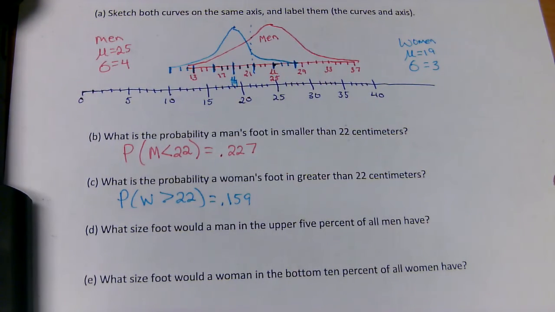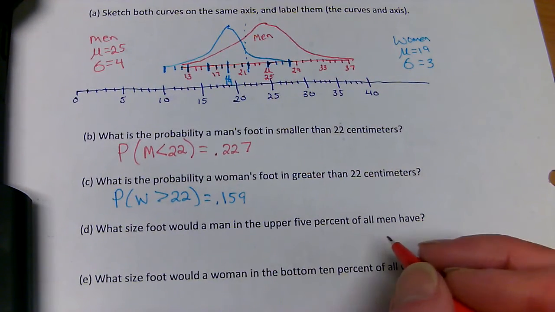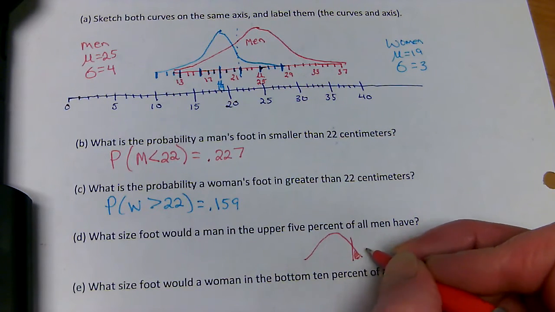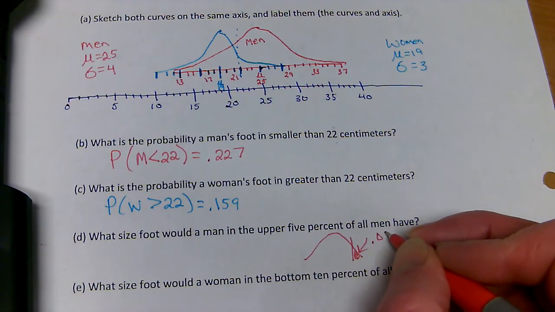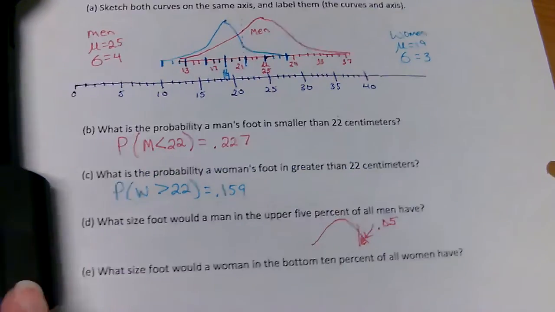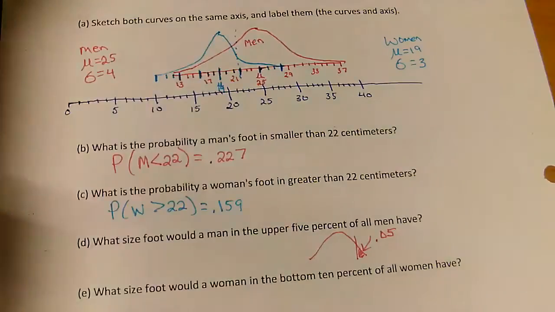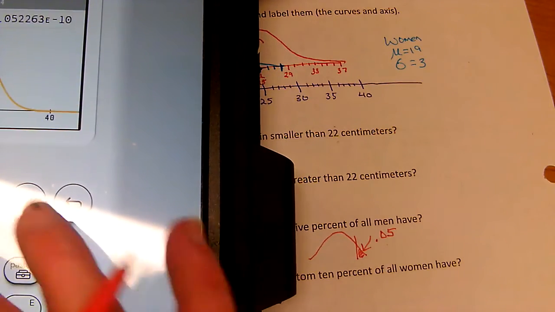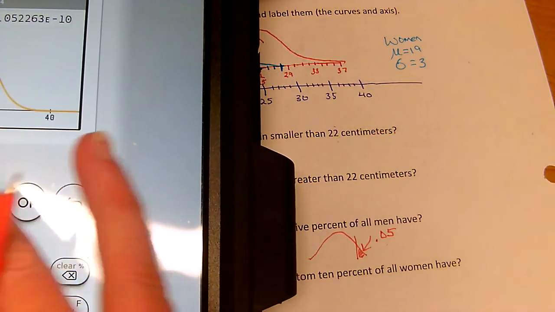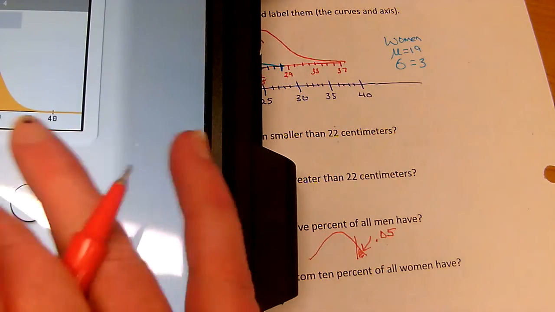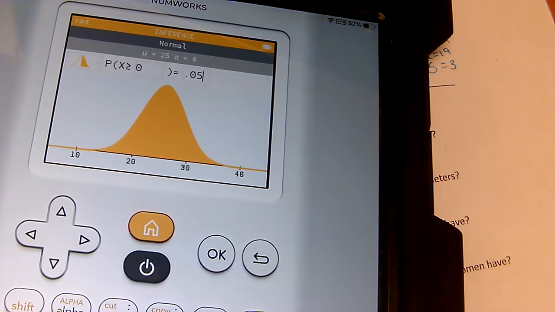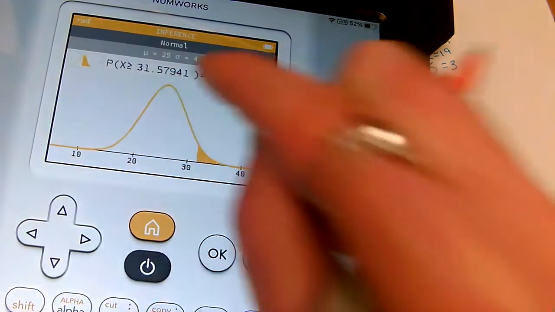What size foot would a man in the upper 5% of all men have? So here's the men's upper 5%, would be up here, 0.05. I'm going to go back, change my mean and my standard deviation, and I want the upper 5%. So when we get the percentage, the probability, I'm going to put that in on the equals side, and it's going to give me my boundary there, 31.6.